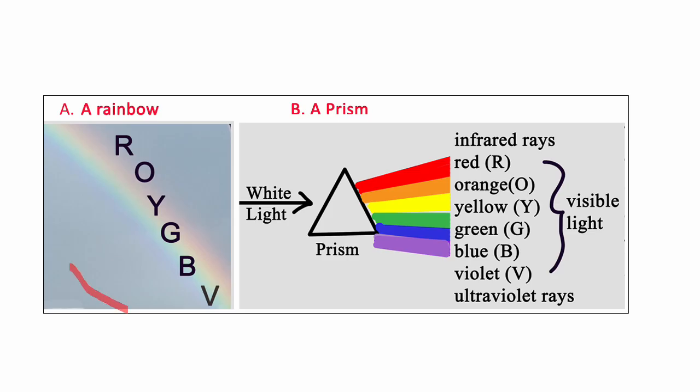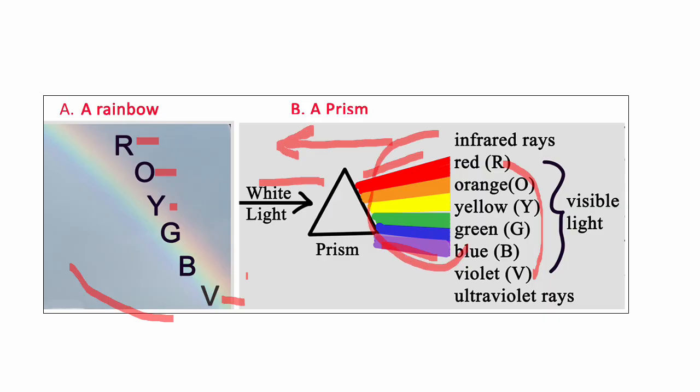A rainbow divides light into different colors, and the sequence is ROYGBIV for red, orange, yellow, green, blue, and violet. Now, if you take white light and pass it through a prism, it will break up into a rainbow of colors that also follow ROYGBIV. But this interaction also goes the other way. In other words, if you take all these colors and put them together, you get white light.